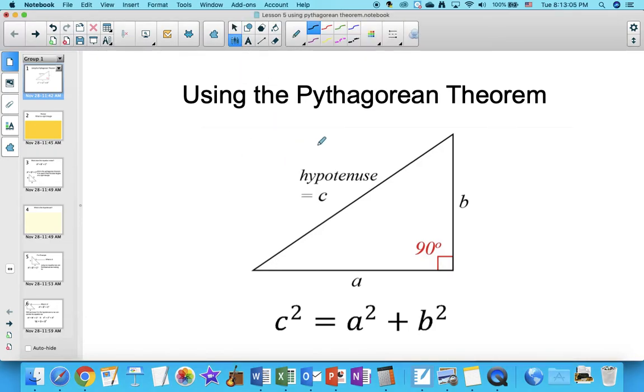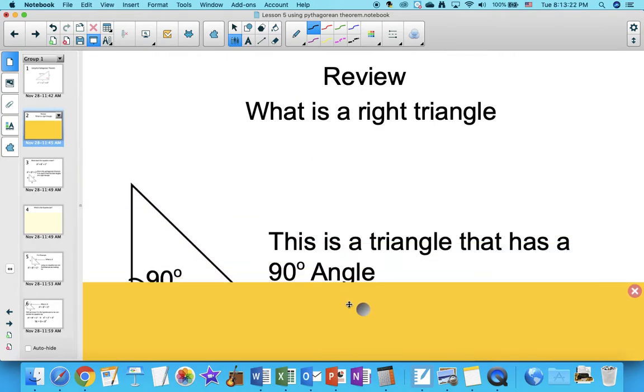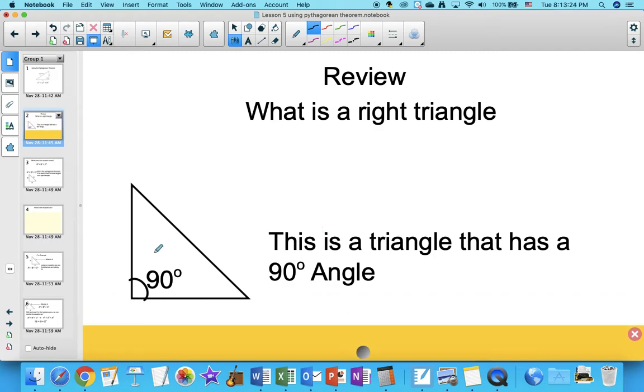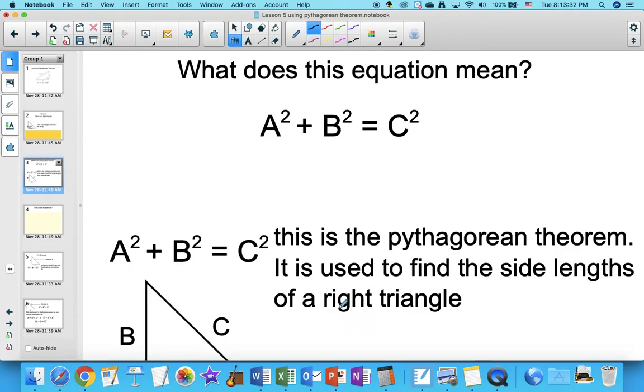So here we see it's just rearranged a little bit differently. We have c squared equals a squared plus b squared, but you can write it a squared plus b squared equals c squared. So, what is a right triangle? Because that's what this is all about. A right triangle is any triangle that has a 90-degree angle. If it has a 90-degree angle, it is a right triangle.